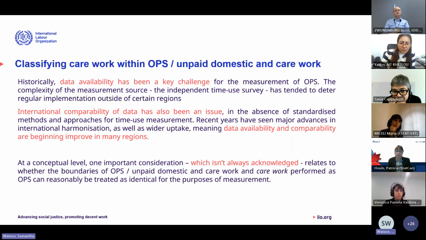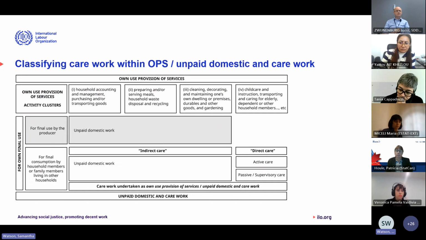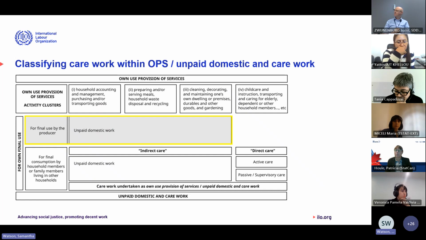At a conceptual level, one important consideration relates to whether the boundaries of unpaid domestic and care work performed as OPS can be reasonably treated as identical for the purposes of measurement. In our case, at the ILO, we talk about only provision of services. That parallels more closely the concept of social reproduction, perhaps, than care work in a pure sense. So for us, the category of unpaid domestic work performed by self perhaps requires consideration.